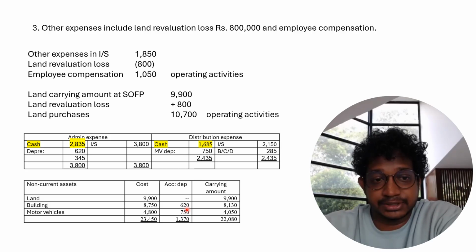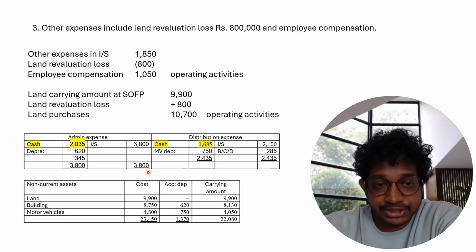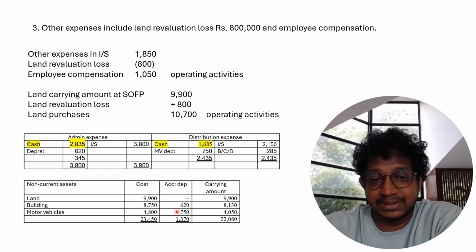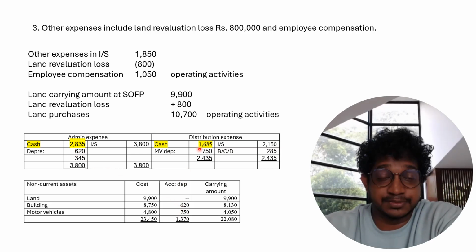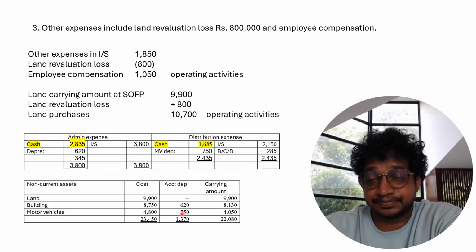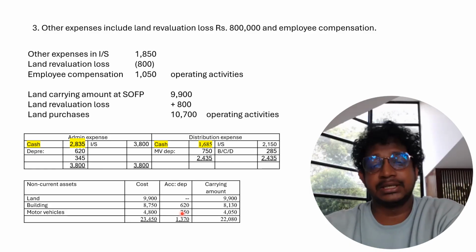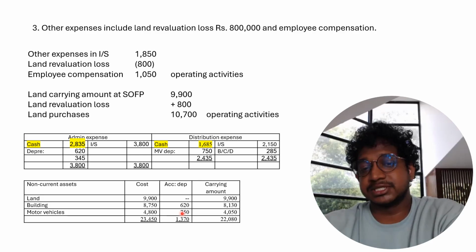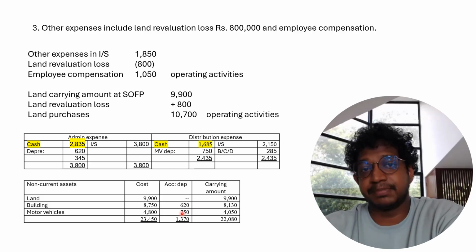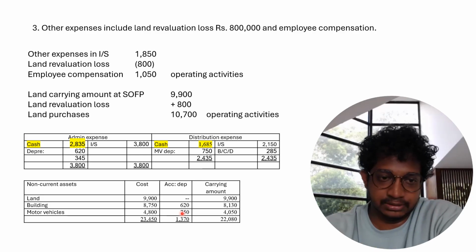Building depreciation you have to consider under administration expenses, and the motor vehicle depreciation you have to consider under distribution expenses, because these depreciations are not a cash flow. So you have to get the administration expenses paid and the distribution expenses paid without these depreciations.